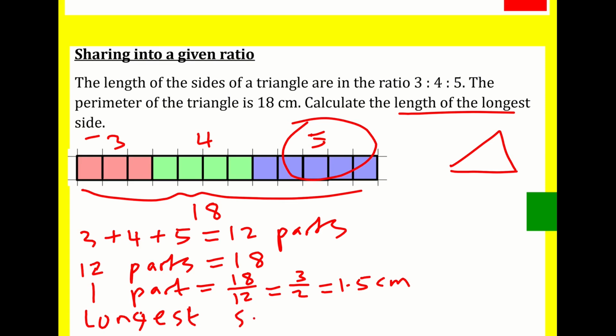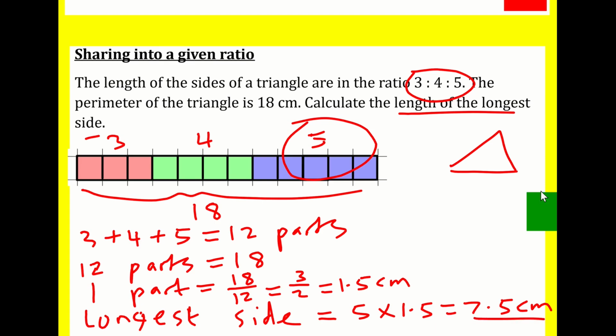So it's a very similar sort of process, but this time I've had to add the ratios. But being able to recognize which to do is really important in these ratio questions, because you won't know what you're going to do. You have to kind of understand it and decide which type of question it is. So the longest side is 5 times 1.5 or 7.5 centimeters. Done, and we could work out the other sides if we wanted to.